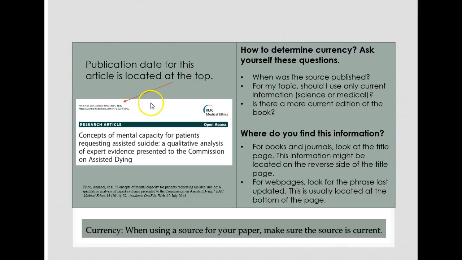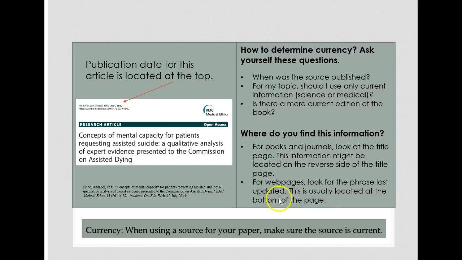You're going to try to figure out where to find the publication information. For this particular example here, this was found on our Academic OneFile database. You can see the publication date is right here. For books and journals, you're going to look at the title page if they're physical. This information might also be located on the reverse of the title page.